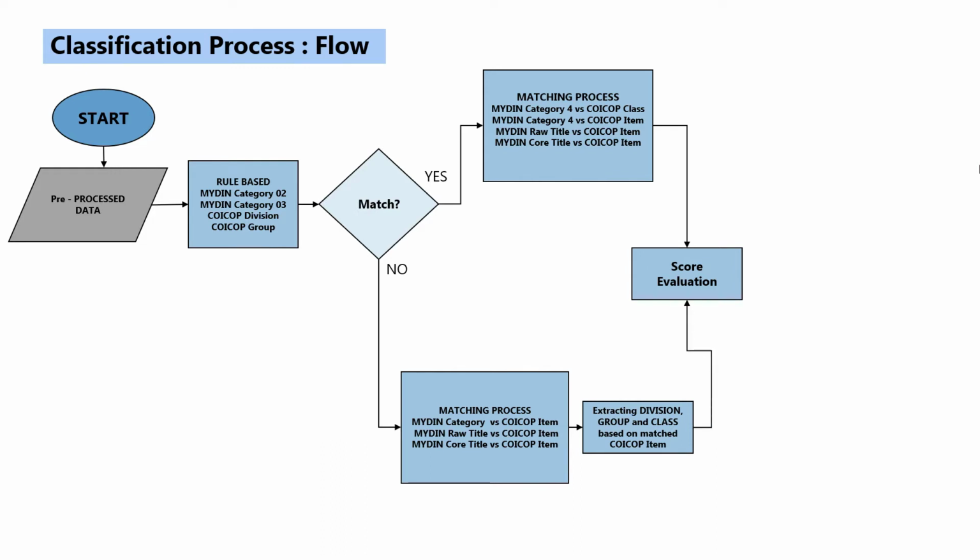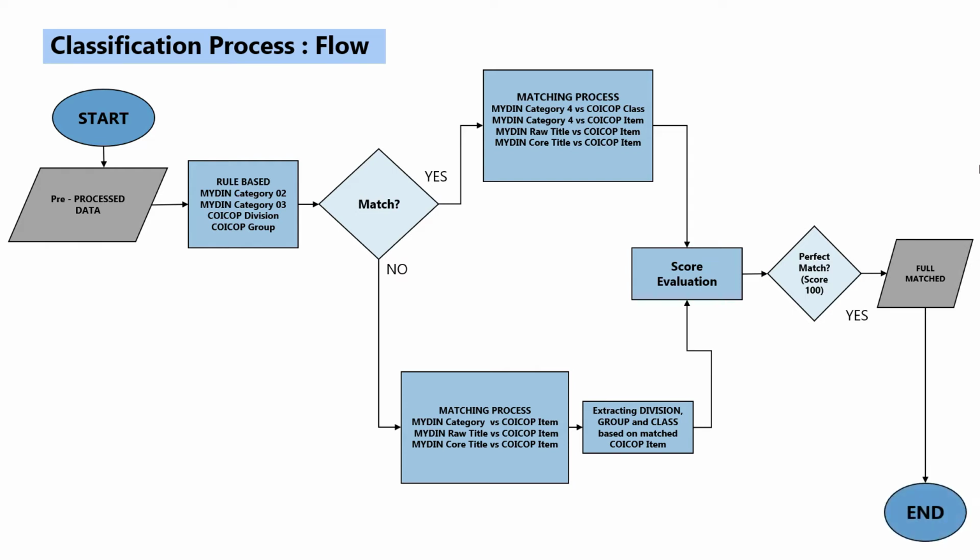Both results from the matching process have several scores that will be used for score evaluation to define the best classification for each title. The result will be defined as fully matched when the score is equal to 100, while the rest will be defined as partially matched.